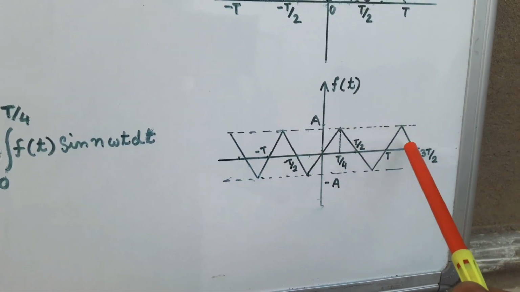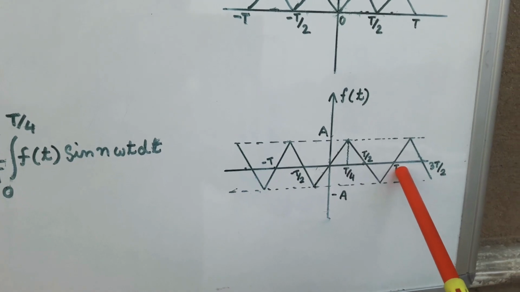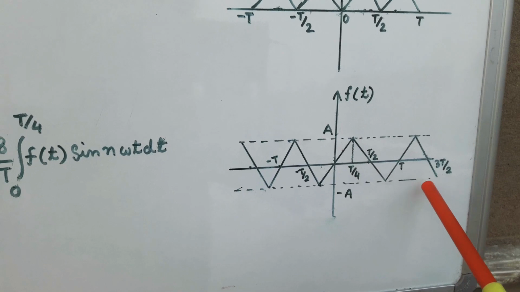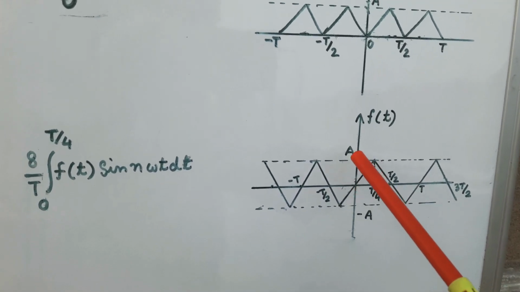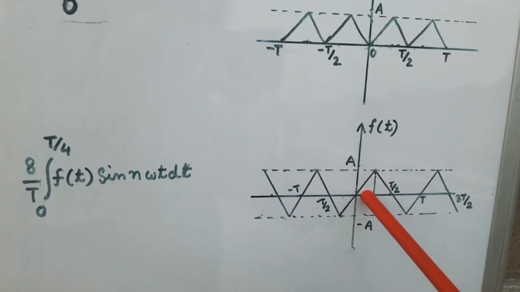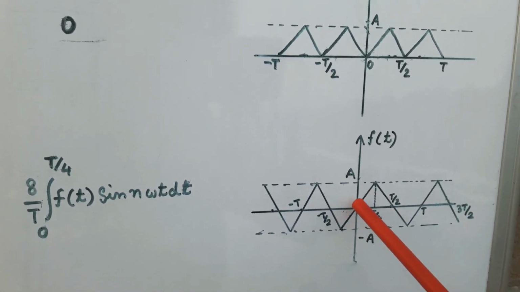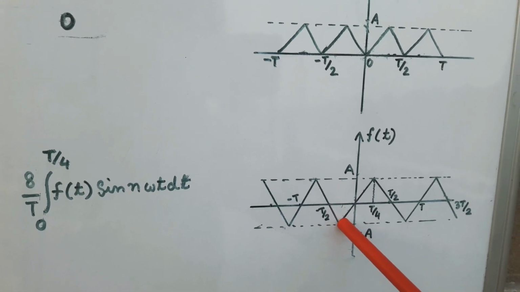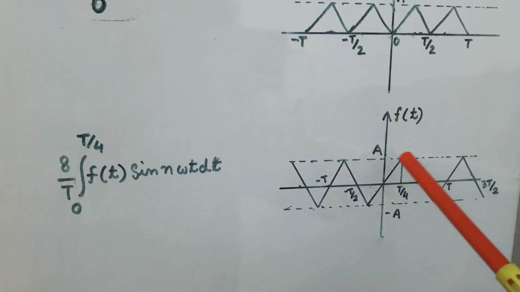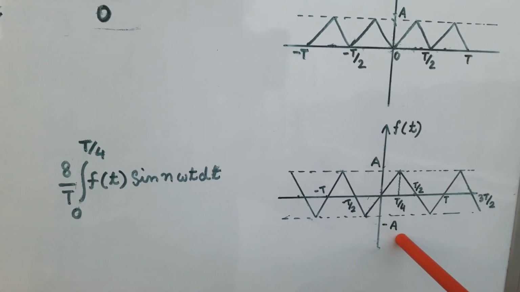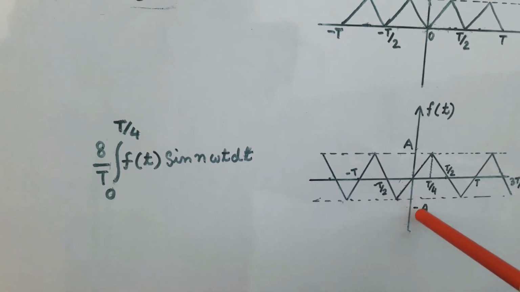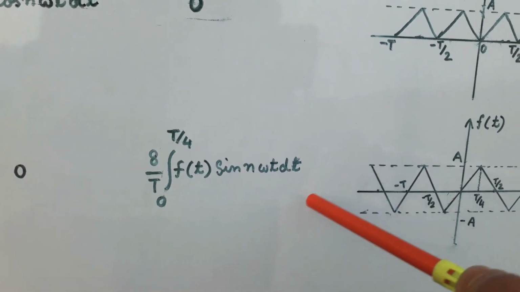From here we find that this is the time period and this is the amplitude, and for this periodic function we find that both the conditions are satisfied, that is f of t is equal to minus f of minus t and f of t is also equal to minus f of t plus minus nT by 2. And so this type of function will contain only odd harmonics and only sine terms. So we will calculate only the value of bn in this case.